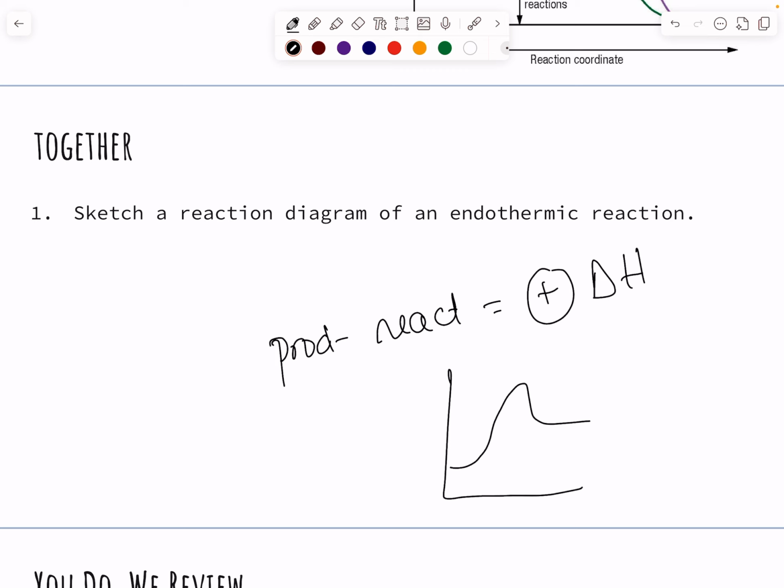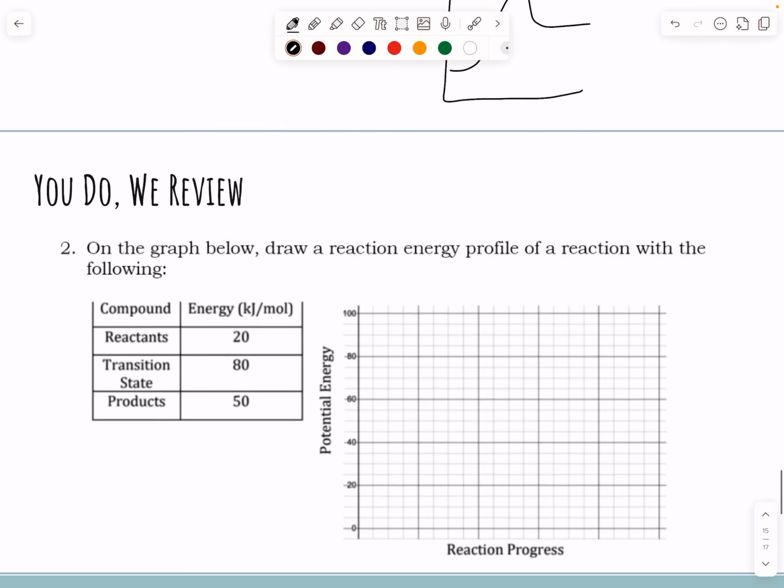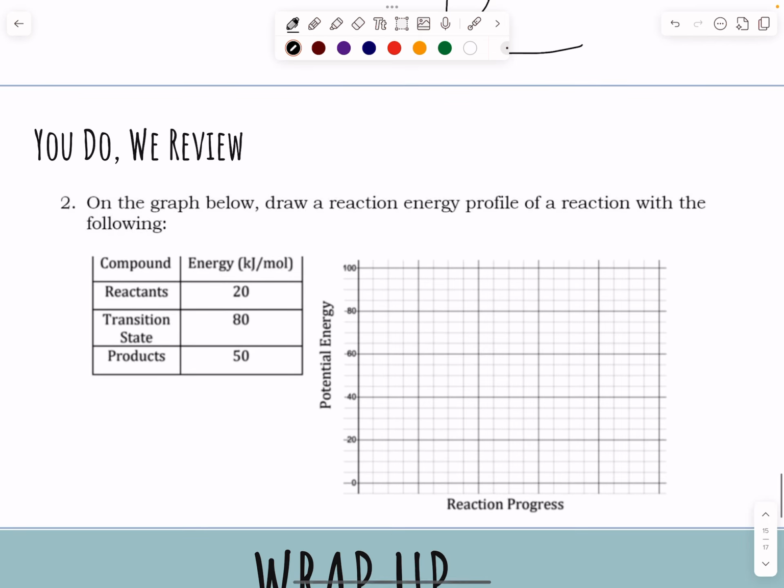All right, let's look at the we do. It says, on the graph below, draw a reaction energy profile of a reaction with the following. So my reactants are at 20, so that's right here. Okay, my transition state is at 80, so I'm going to put that right about here. And my products are at 50, which is right about here. Now, I'm not a very good artist, but let's connect that as smoothly as we can here. There we go. And then if I'm going to label it, this would be my reactants.